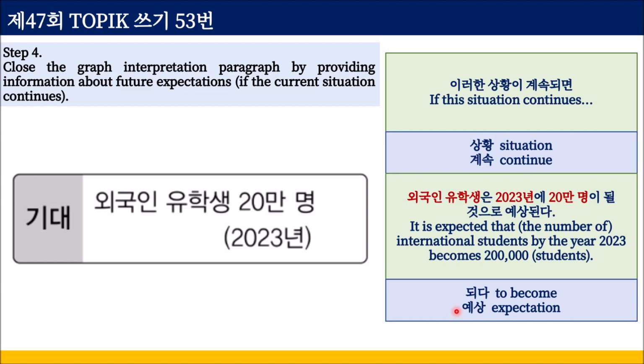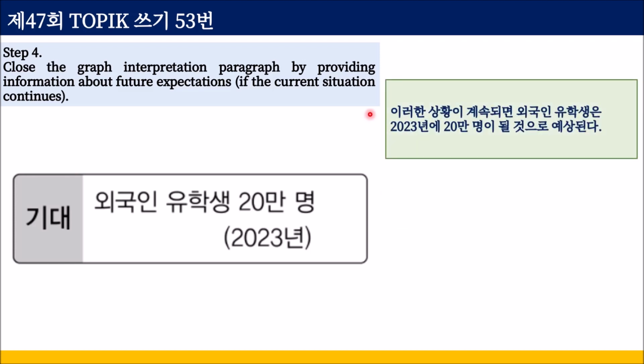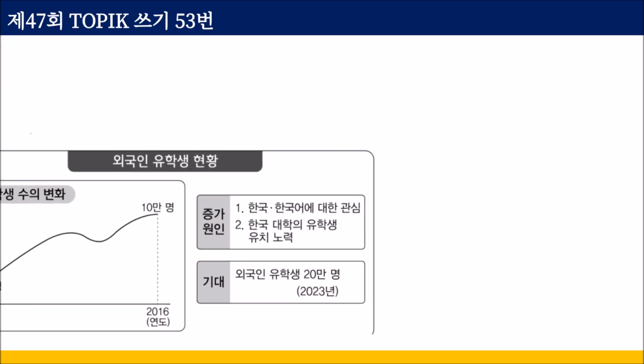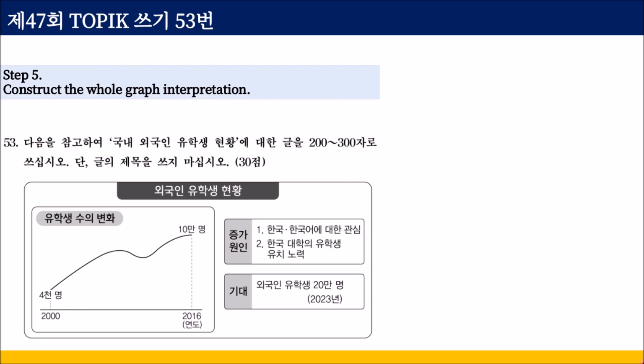Let's again combine these phrases to make the last sentence. It will be like this. 이러한 상황이 계속되면 외국인 유학생은 2023년에 20만 명이 될 것으로 예상된다. If this situation continues, it is expected that the number of international students by the year 2023 becomes 200,000 students. And we're now done interpreting the whole or the totality of this graph. Let's now construct the whole graph interpretation.